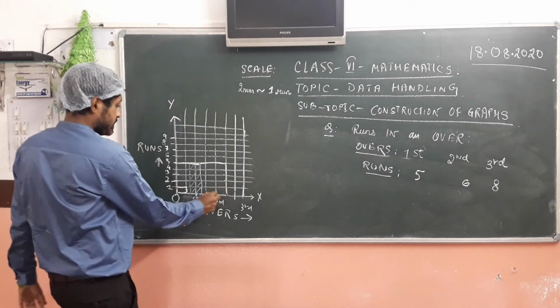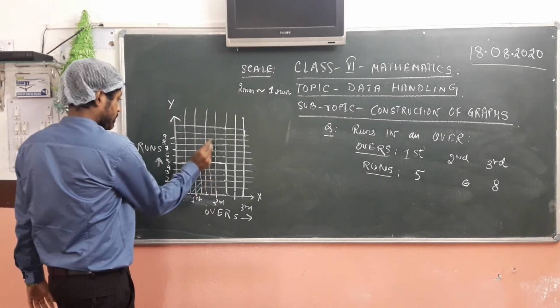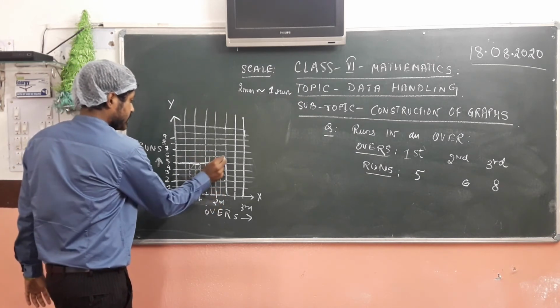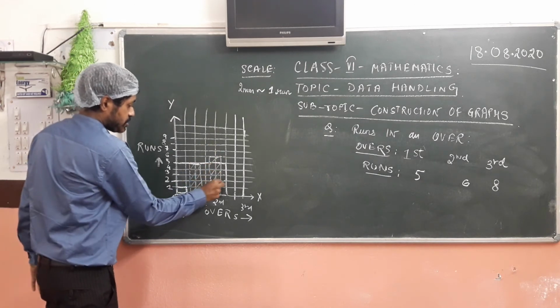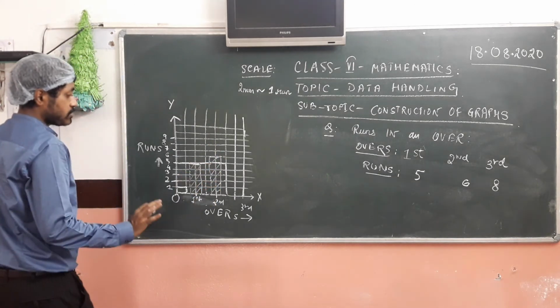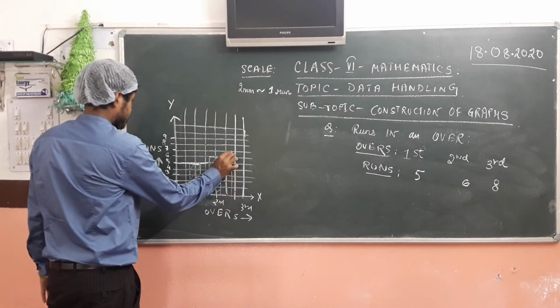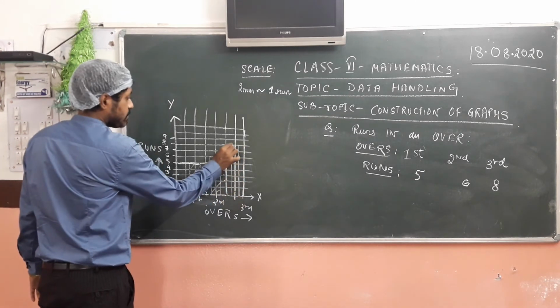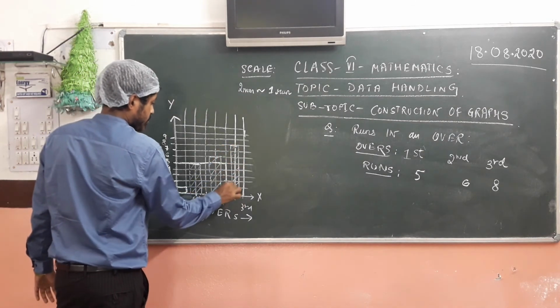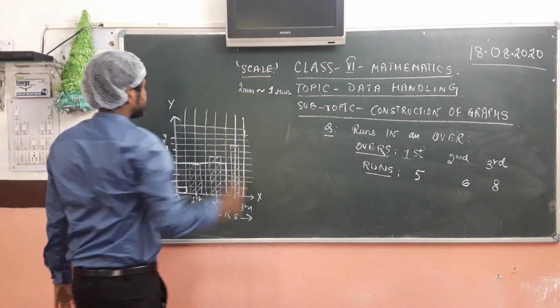In the second over it is 6. So again we have something like this. Since this line corresponds to the 6th run, we stop there and we shade a part only if it looks good. And the third over is 8, and so this is the bar graph. We are here with our bars, and this is the required scale.